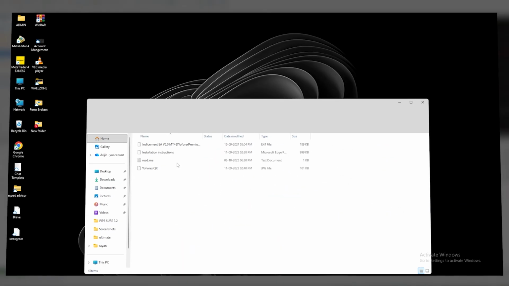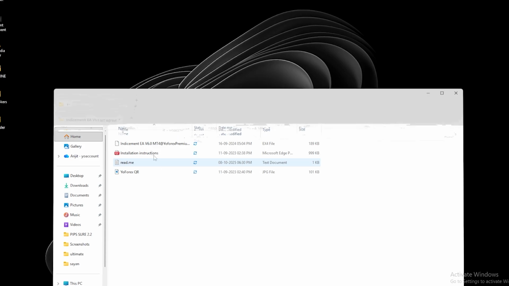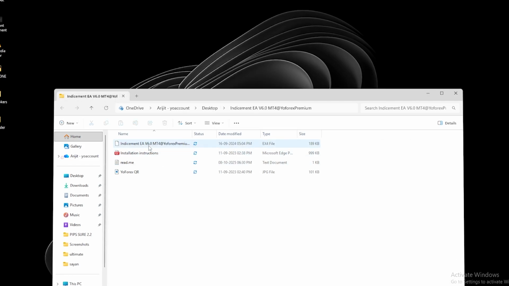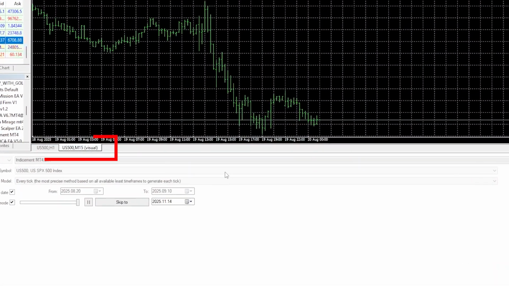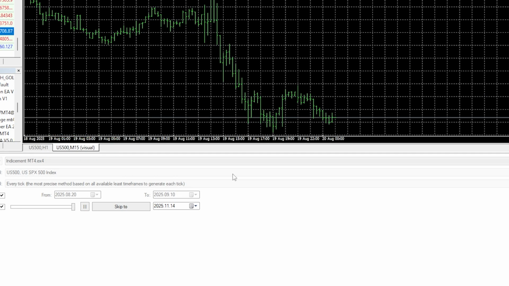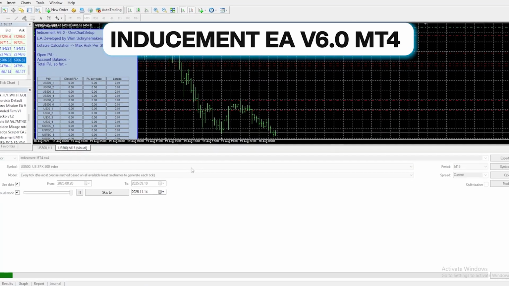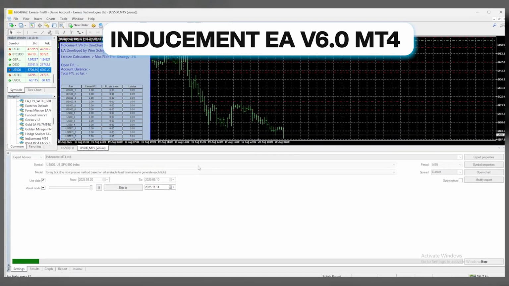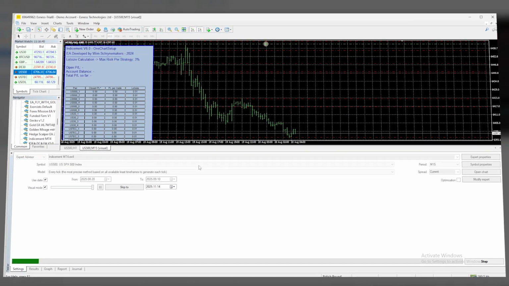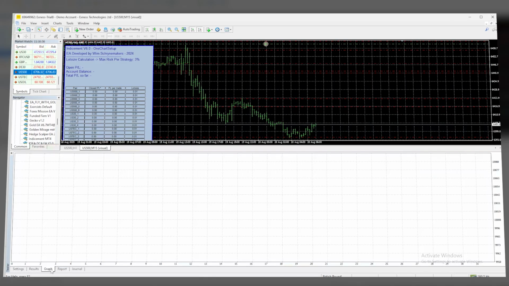Okay, fast forward to installation confirmation. Back in MT4, you see it loaded in the navigator under Experts, attached to a live US500 chart on M15. And it's already scanning for those Indicement setups in real time. Now watch this part. The backtesting is where Indicement EA V6.0 MT4 really blew me away. I fired up the strategy tester myself, using the every tick model for pinpoint accuracy on data from early 2023 to now, and damn, look at this equity curve.